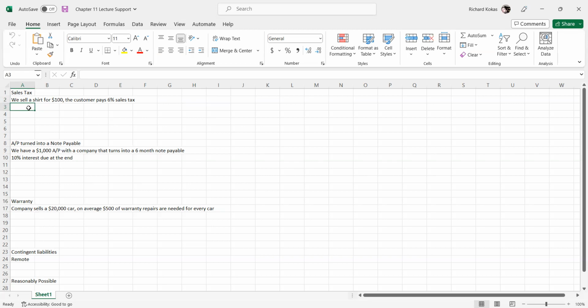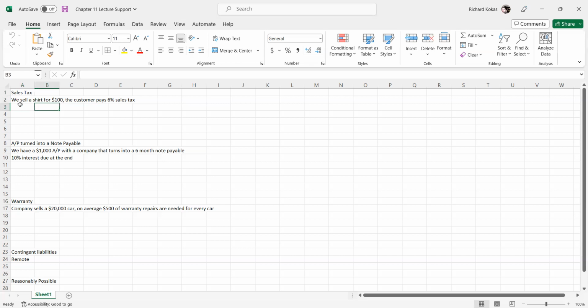Whenever the company makes a sale and that customer pays a 6% sales tax, the company has to account for the fact that part of this money the customer gave me is a sales tax that has to go to the government. I can't keep all of this money because 6% of it goes onwards to the government. So the best way to see it is, let's look at this example.